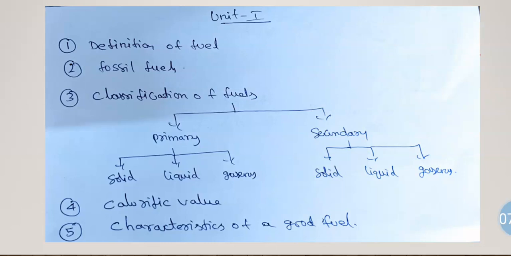Once again, a good fuel should have a high calorific value, a moderate ignition temperature, and it should have a low moisture content. It should be cheap. It should be easy to transport. It should not undergo spontaneous combustion. When burnt in air, it should not produce much smoke. And in case of solid fuels, the size should be uniform so that the combustion is regular. These are all the characteristics for a good fuel.